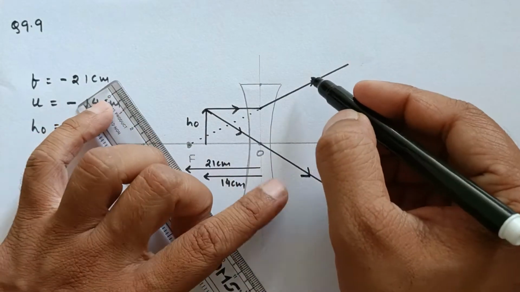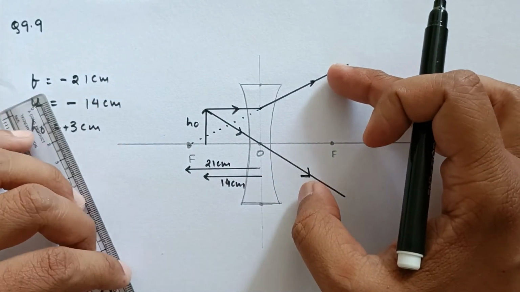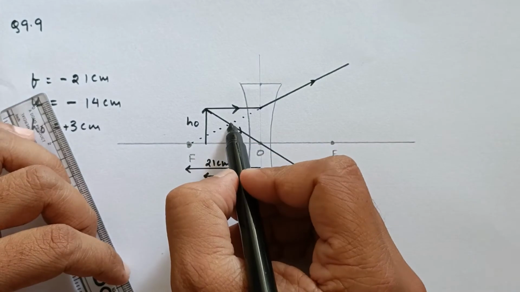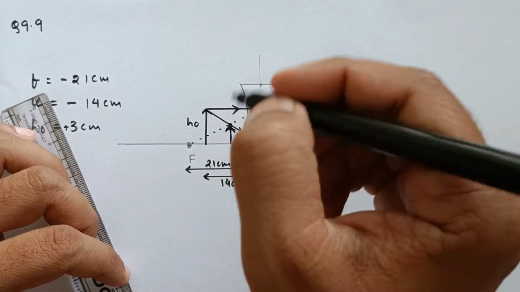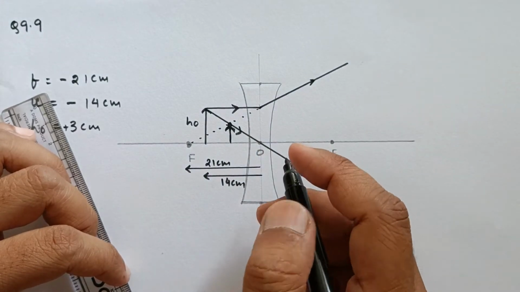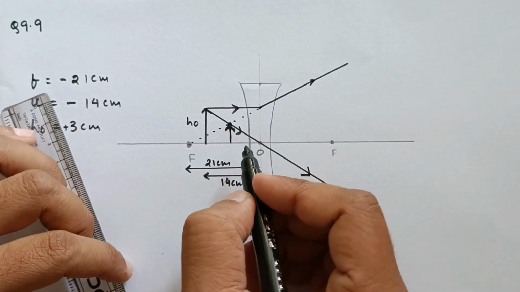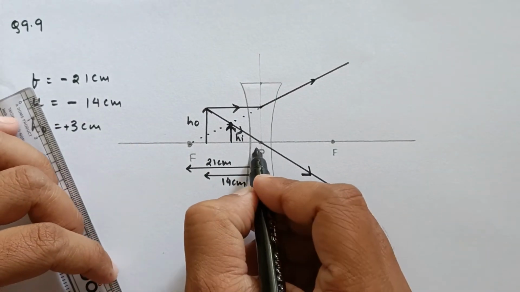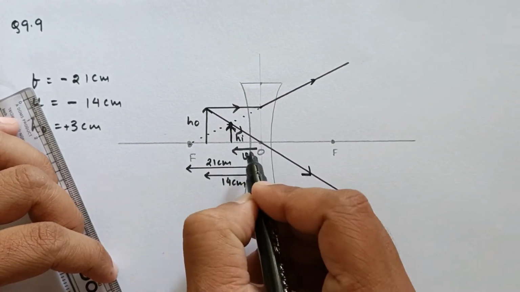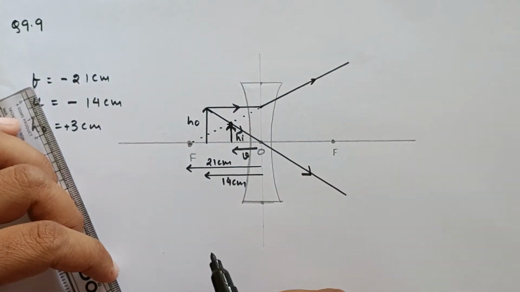Now since both the refracted rays do not meet, we extend them backwards, so they meet somewhere over here. So we have a virtual and erect image as well as a diminished image. So this image height is hi and we are supposed to find it. Now as per the ray diagrams, we see that the image distance should be negative and hi should be positive.